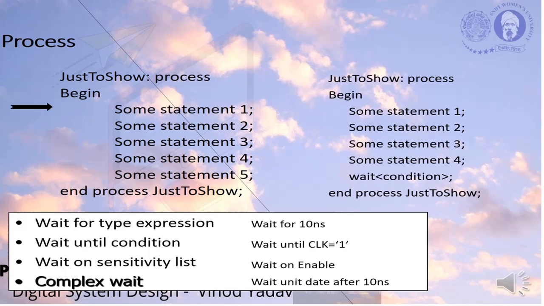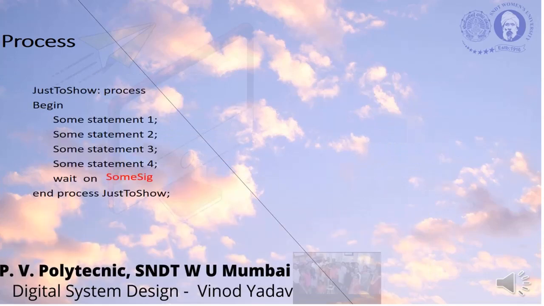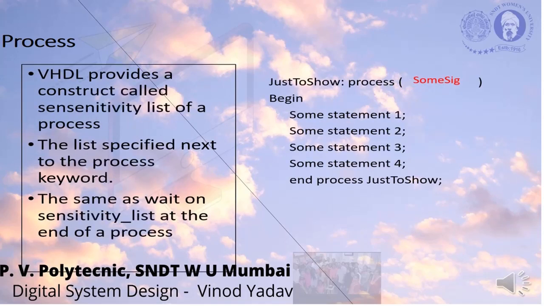These are examples where we are putting in conditions. Wait for type expressions, like wait for 10 nanoseconds. Wait until clock = 1. So this is a condition. Wait on sensitivity list, wait on enable. You are putting it in the brackets of the sensitivity list. Or a complex wait, such as wait until data after 10 nanoseconds. So if you want to put a wait on something, this is the way. This is how you have to write the process, and whatever comes under the brackets are actually the sensitivity list, and those are enabled. Unless and until these things are enabled, the process will not be executed.